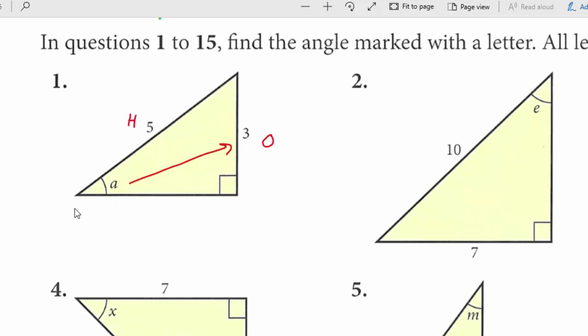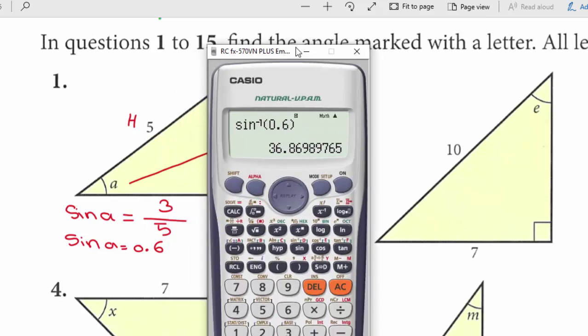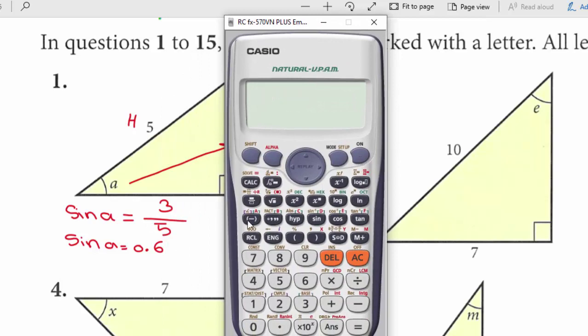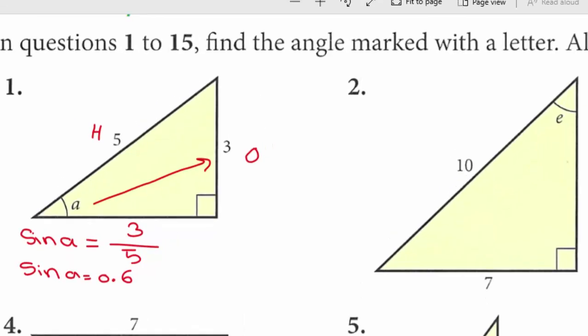Definitely sine. Then sine of angle A is the opposite, which is 3, over the hypotenuse, 5. Sine of A is 3 over 5. 3 divided by 5 using a calculator, you see sine of A is equal to 0.6. Now it's time to use sine inverse.